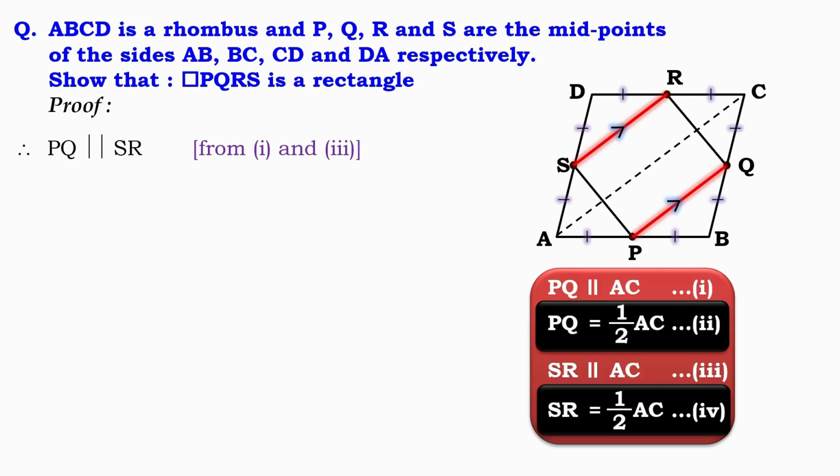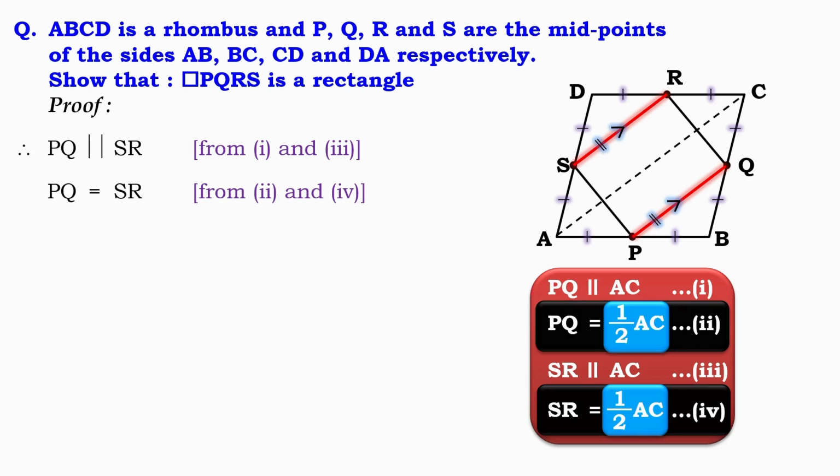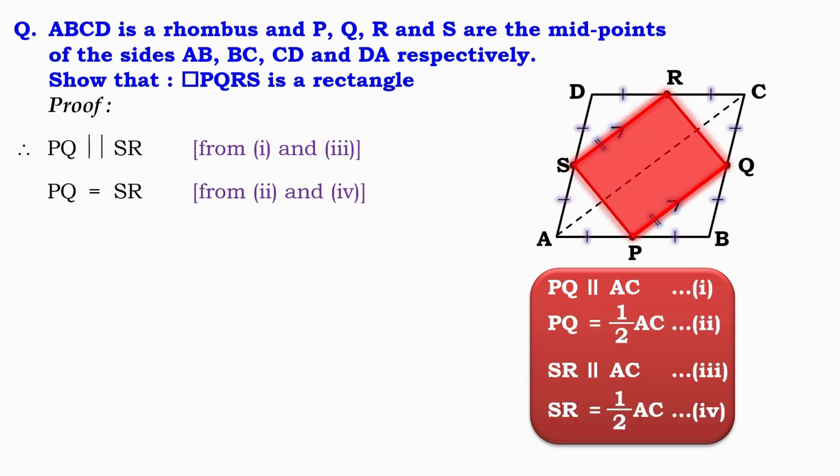Now let's take equation number 2 and 4. PQ is half of AC and also SR is half of AC. So that means PQ will be equal to SR. So what we got is that two opposite sides are parallel as well as equal. So that's why we can say that PQRS is a parallelogram.